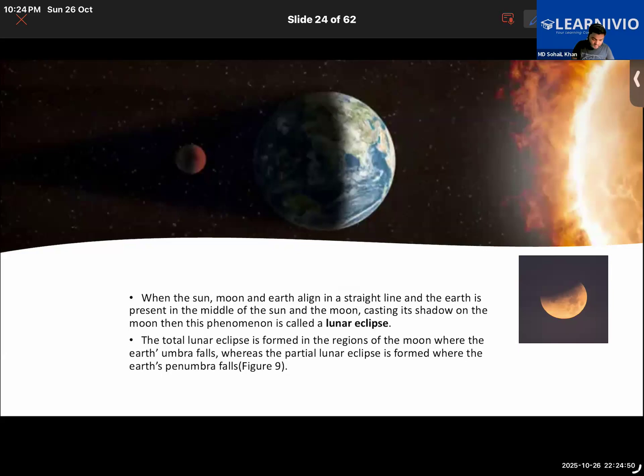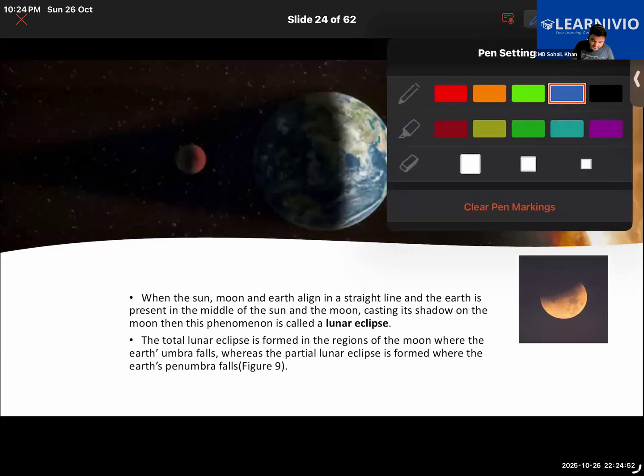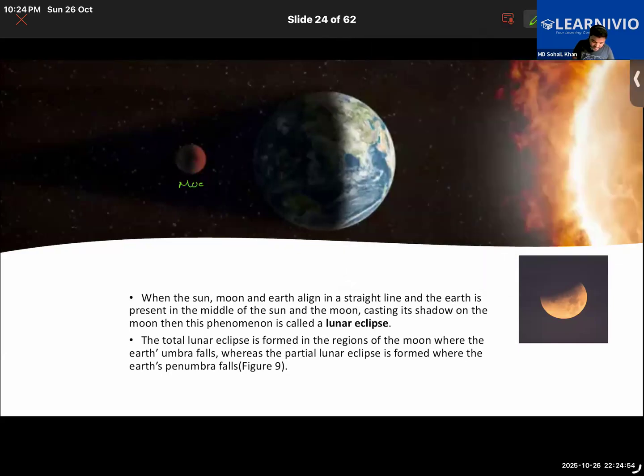When the Moon, the Earth, and the Sun align themselves in a straight line, the shadow of the Earth will be cast on the Moon, and that phenomenon is known as a lunar eclipse.